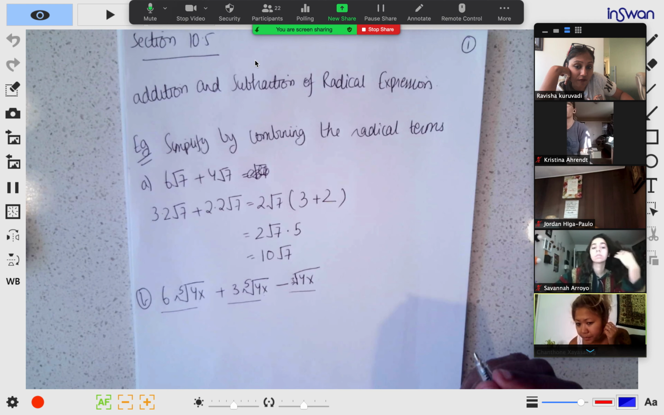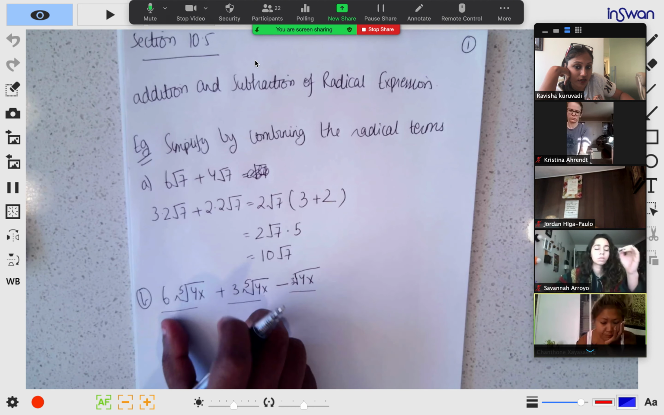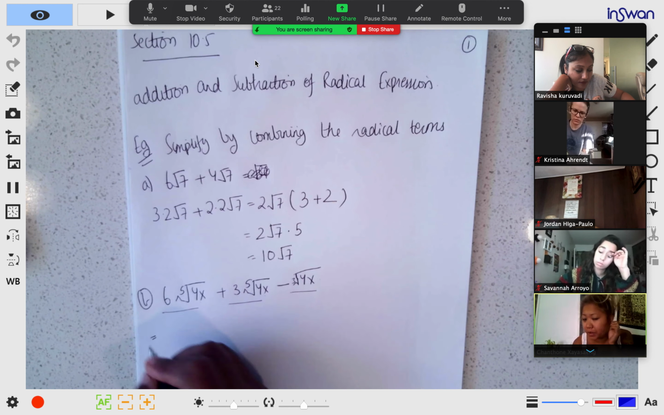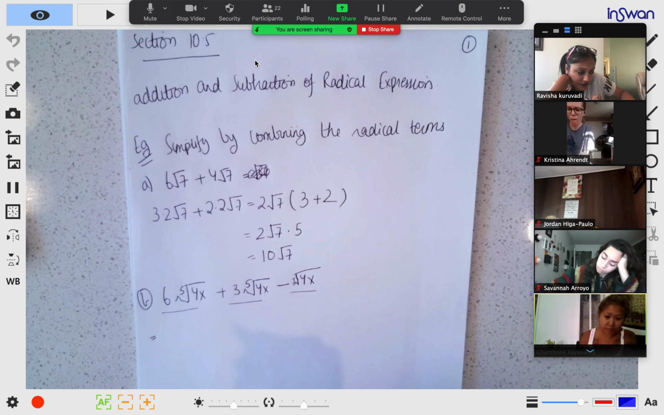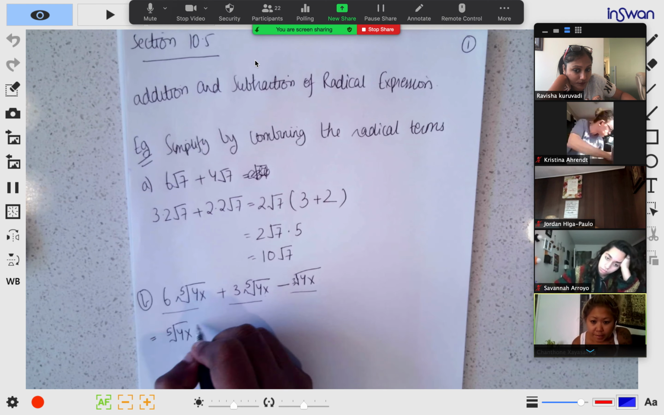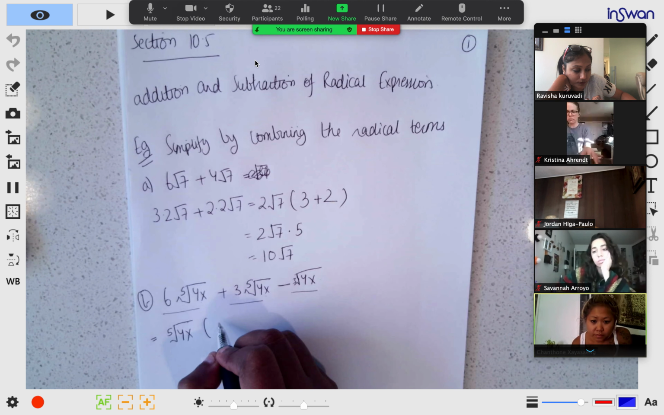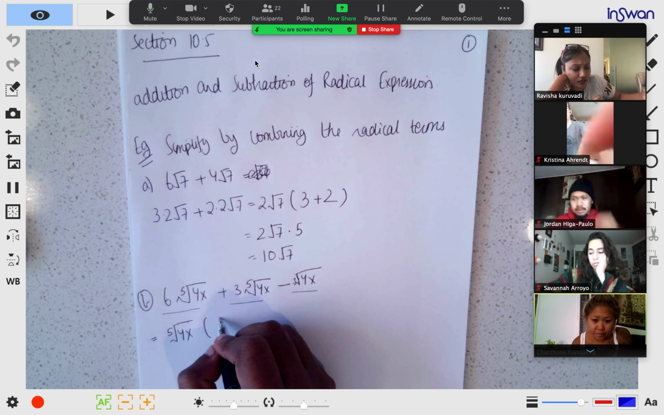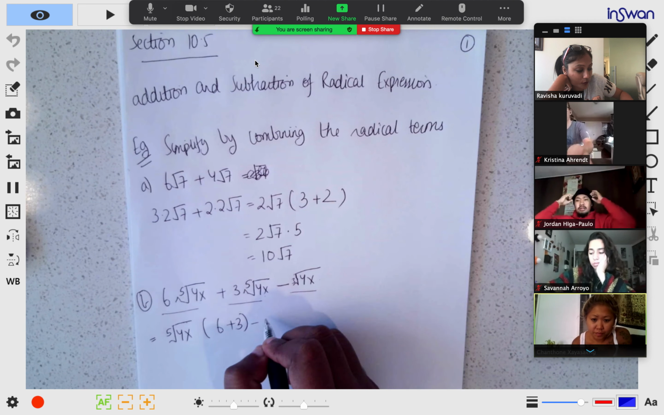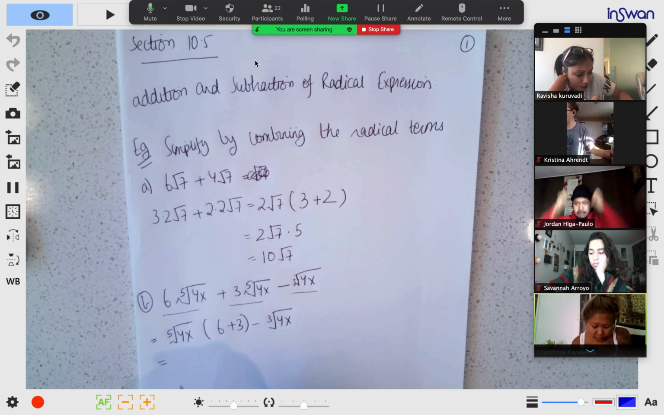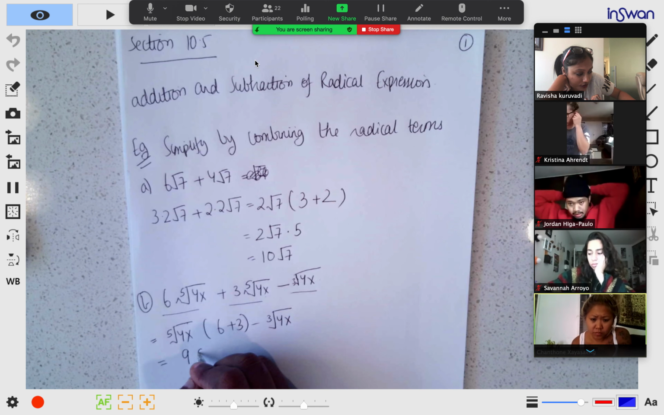But these two have something common, right? What's common between these two? The fifth root of 4x. What are you left with? 6 plus 3. And this remains as it is because it has nothing common with those two. What is 6 plus 3? 9. So you get 9 fifth root of 4x minus third root of 4x.